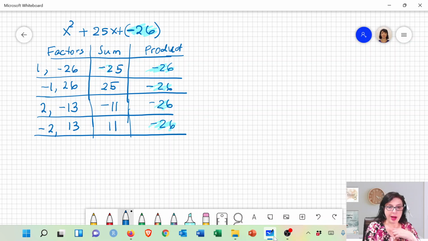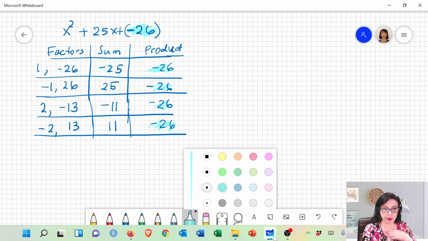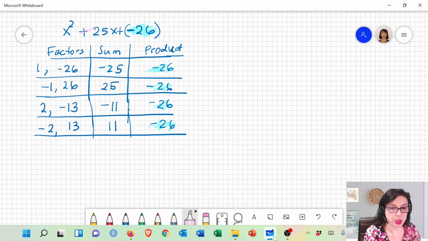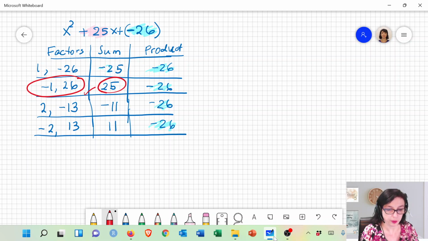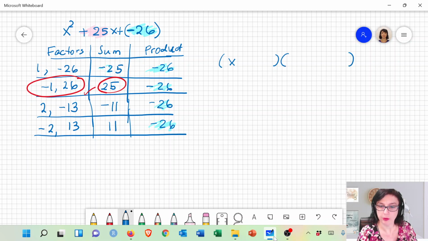Now out of all of these pairs, you want their sum to match this number right here, the 25. And I can see that the winning pair is this one, because that's the one that has a sum of 25. So here's how I'm going to factor. I'm going to start getting ready. So put x here. Then I basically copy these numbers. So the negative 1, I'm just going to put minus 1. And the 26 I'll put right here, and it's positive, so I will put a plus.